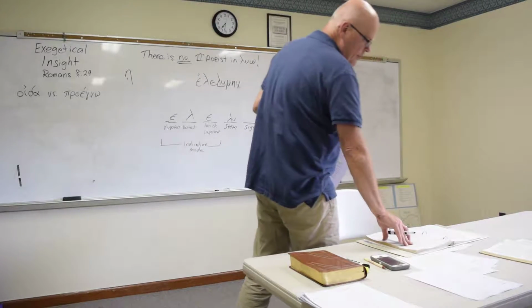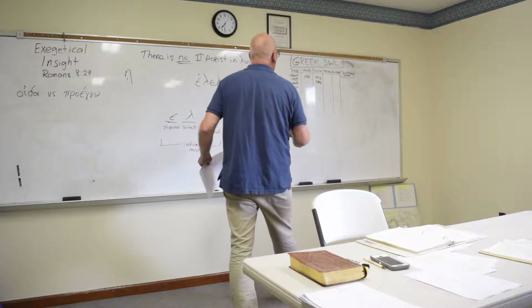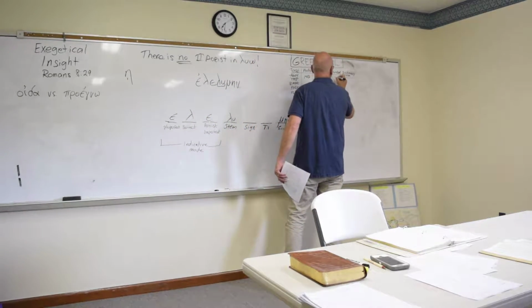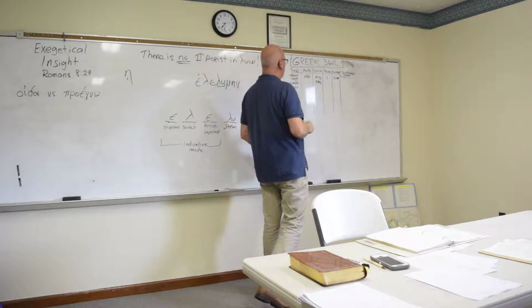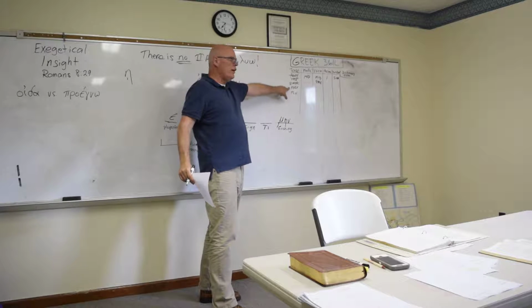Okay, so you got a first person singular, right? And I'm still middle or passive, so that's where I got stuck. So we got a first person singular. I had loosed myself. What do we have here though?